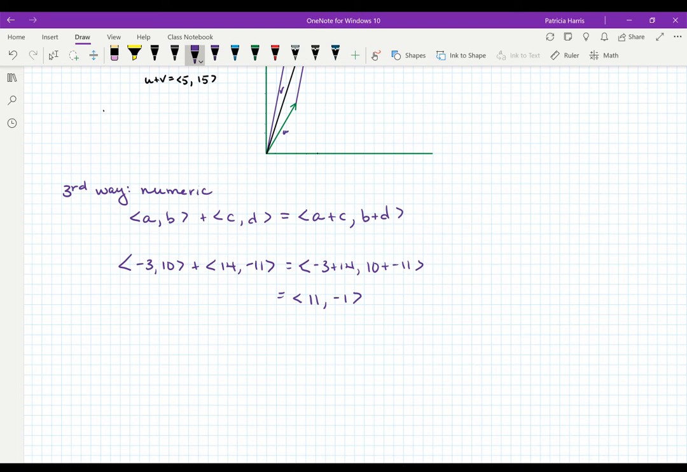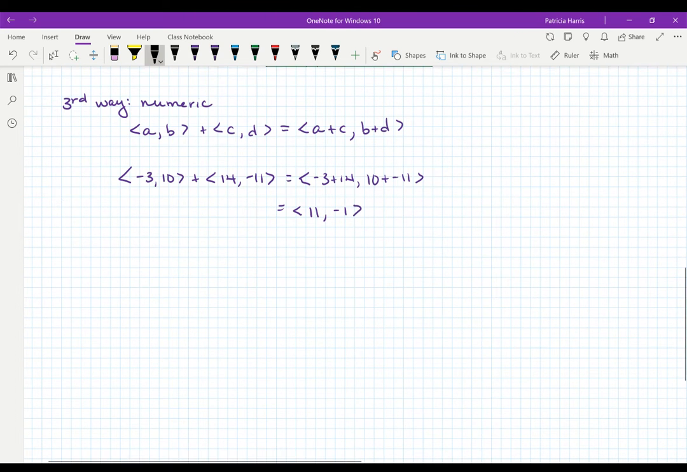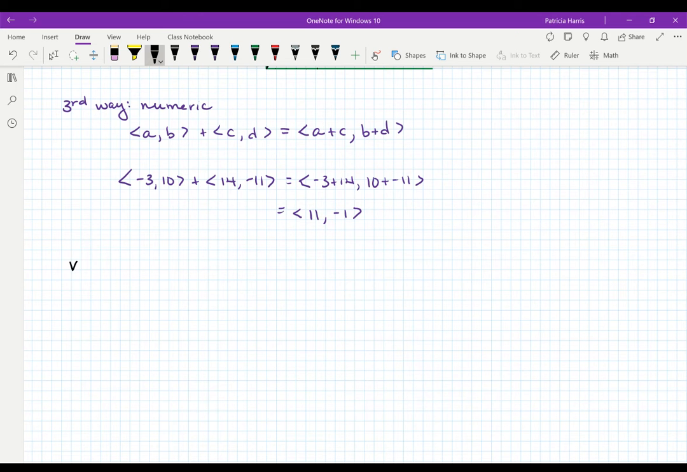Okay, now let's talk about vector addition for just a second. Vector addition is commutative. So what that means is that u plus v as vectors is the same thing as v plus u.